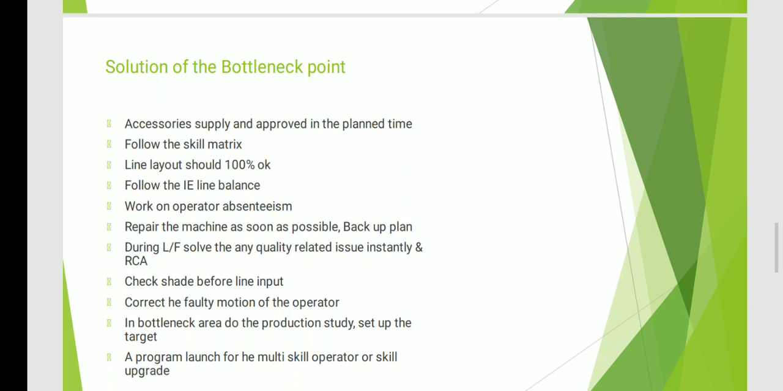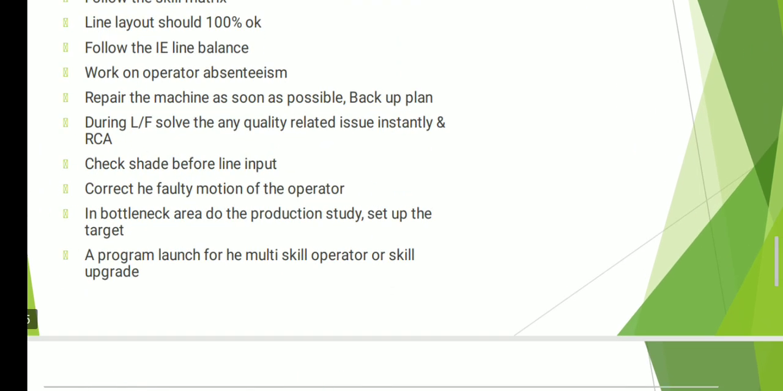Repair the machine as soon as possible, and there should be a backup plan. During line feeding, solve any quality related issue instantly, and do root cause analysis. Check shade before line input. Correct the faulty motion of the operator. In the bottleneck area, do the capacity study and set up the target.